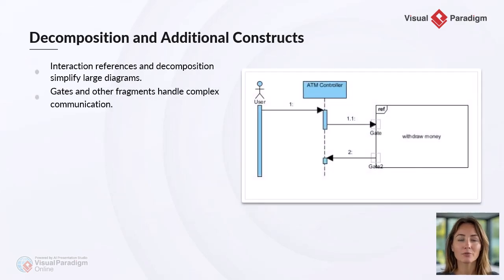Gates manage the flow of messages into and out of decomposed elements. Other fragments like neg explicitly define sequences that are invalid and should never happen.